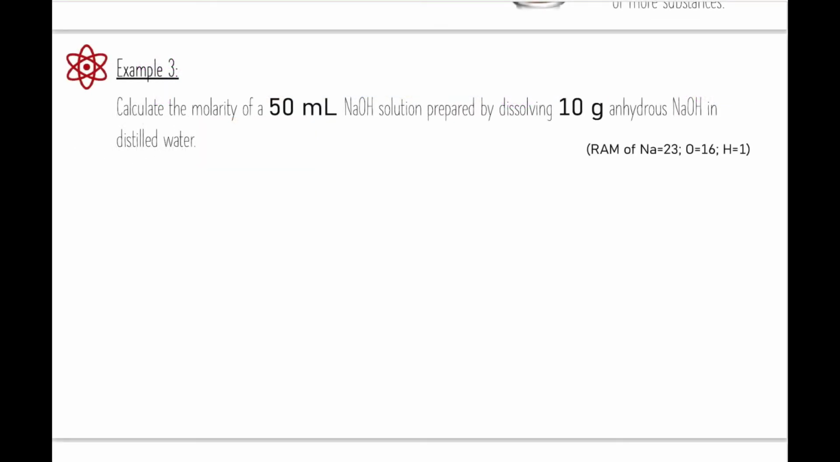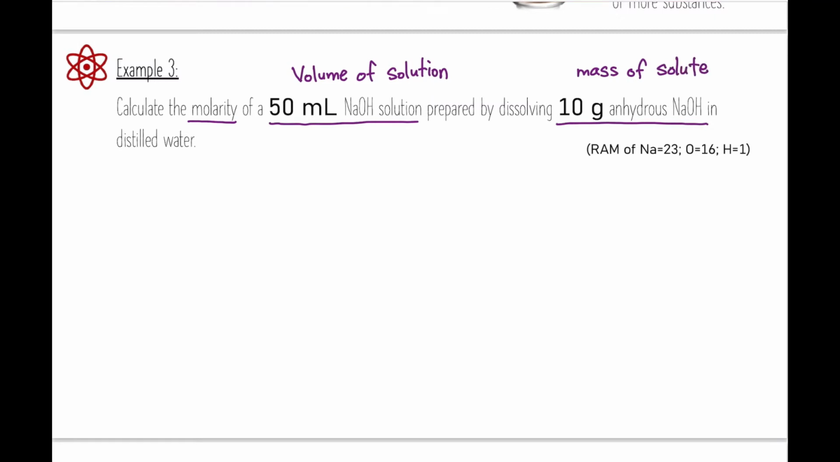Let's try example number 3. Calculate the molarity of a 50 ml sodium hydroxide solution. So here is the volume of solution. Prepared by dissolving 10 gram of anhydrous sodium hydroxide. So here is our solute, the mass of solute. In distilled water.